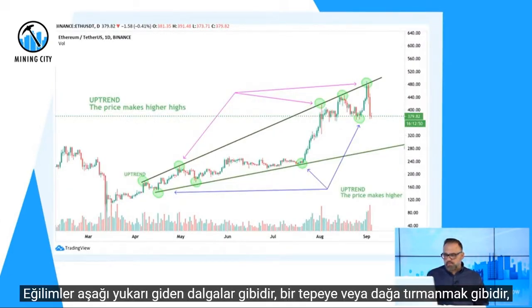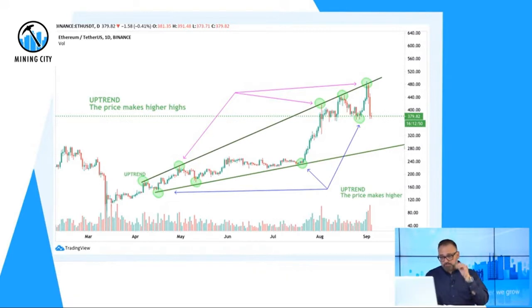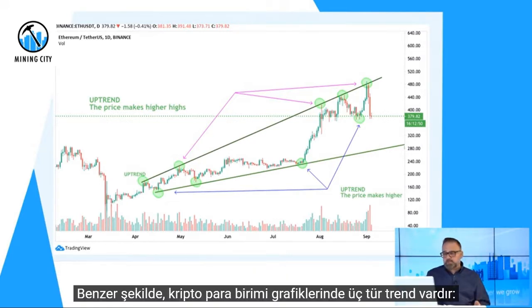So let's see how that happens. You see, trends are like waves that go up and down. It's like climbing a hill or a mountain. We can climb up, rest a little, and then continue climbing or go downhill. In a similar fashion, cryptocurrency graphs have three types of trends.